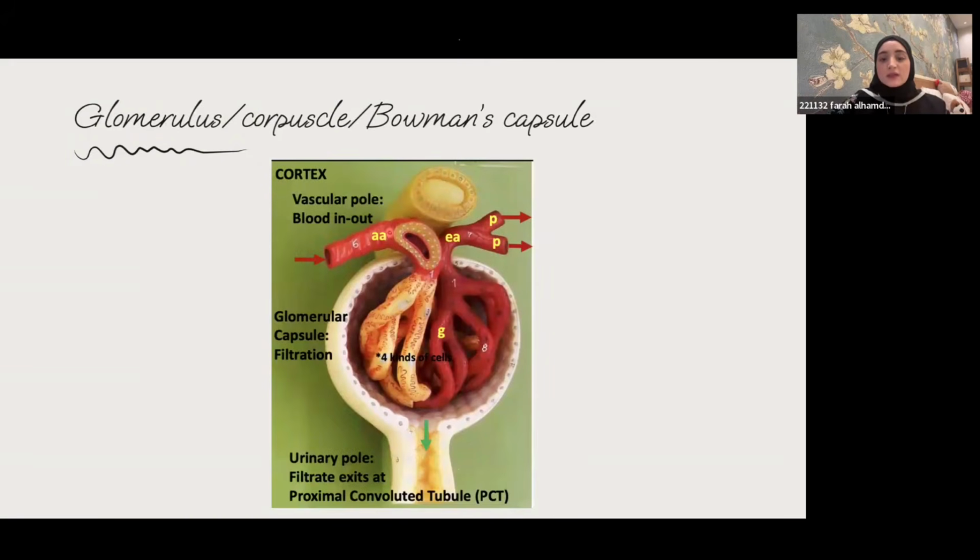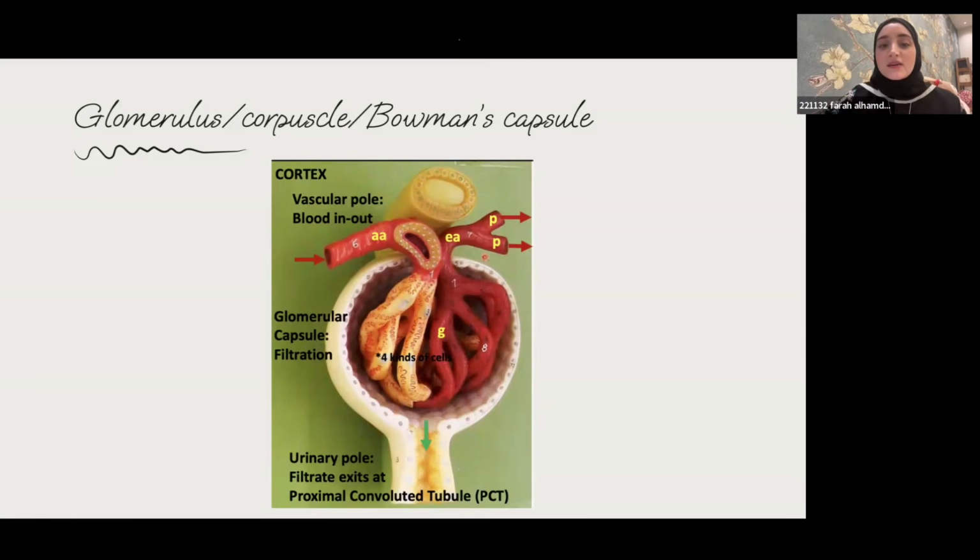Okay, I want you to just know two things here. So this is the urinary pole, where the filtrate flows from the Bowman's capsule. Actually, it's not urine here, because for it to be actual urine, it has to go through the tubules. But basically, the filtrate that was made here flows through this urinary pole and exits at the proximal convoluted tubule, and then moves through the entire nephron.